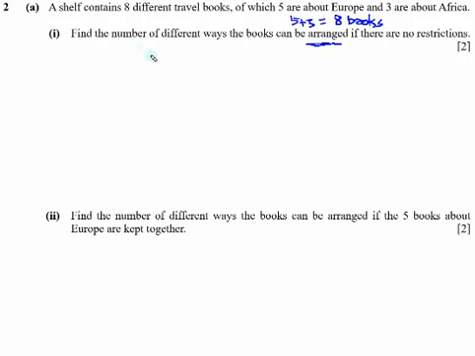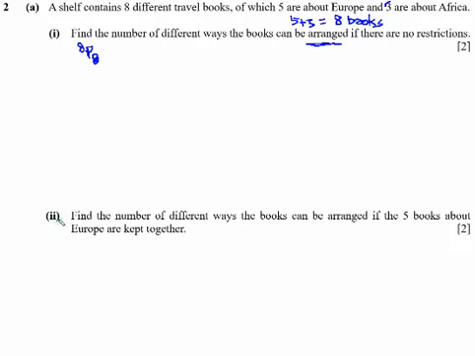The first part of the question doesn't have any specific requirement about Europe books or Africa books. So, if that's the case, what you do is you just consider them as 8 books, okay? So you're going to take 8 books, that means you take 8 out of 8, and then you're going to arrange the 8 of them. So basically, this is 8P8 arrangement, okay? This is very straightforward.